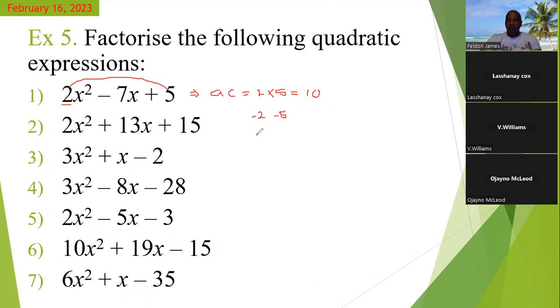So I would have mentioned some analysis that you can use the sign to determine what these signs are. All right, but when you think about it, which two numbers could you use to multiply to give you a +10, and when you add them, you get -7? Ms. Cox.